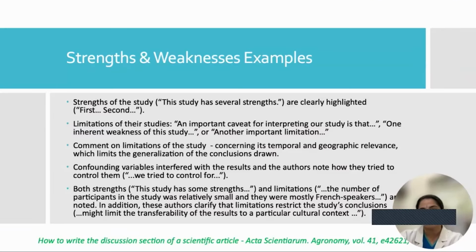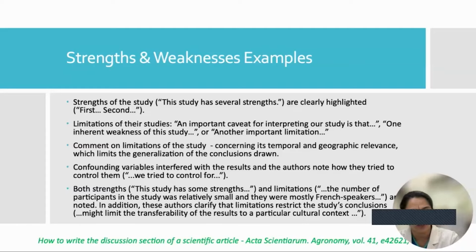So for example, if I were to write about the strength of the study, I would say that this study has several strengths and highlight them as 1, 2, 3, 4, 5. Or I would say there's an important caveat for interpreting our study and write out the limitation. Or say there's an inherent weakness, or there is another important limitation of the study.